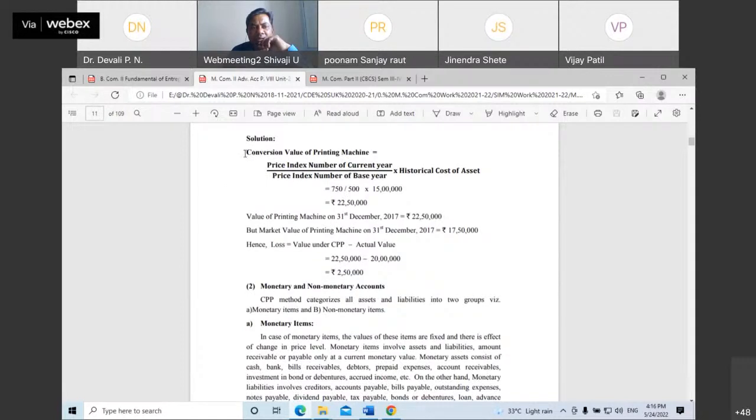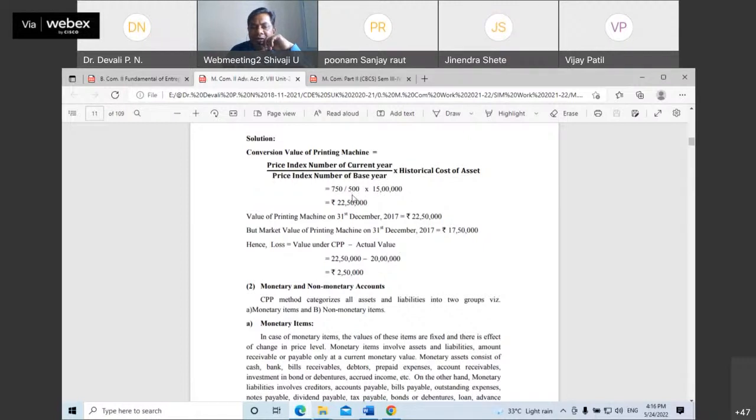See the formula. Conversion value of printing machine is equal to price index number of current year upon price index number of base year into historical cost of asset. We have to use this particular formula and now put in the amounts. Price index number current year, what is the value? 750. Divided by price index number base year, 500.